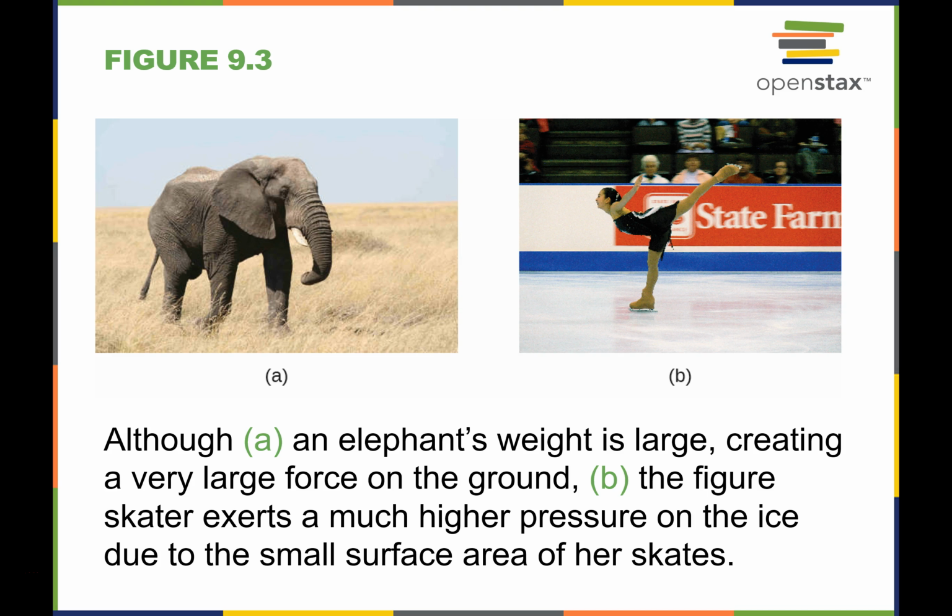But there is more actual pressure being applied at the location of the blade of the skater than there is being distributed on that elephant standing on all 4 feet, because the area of that blade is very small. As we make this smaller, guess what? The pressure increases, right?